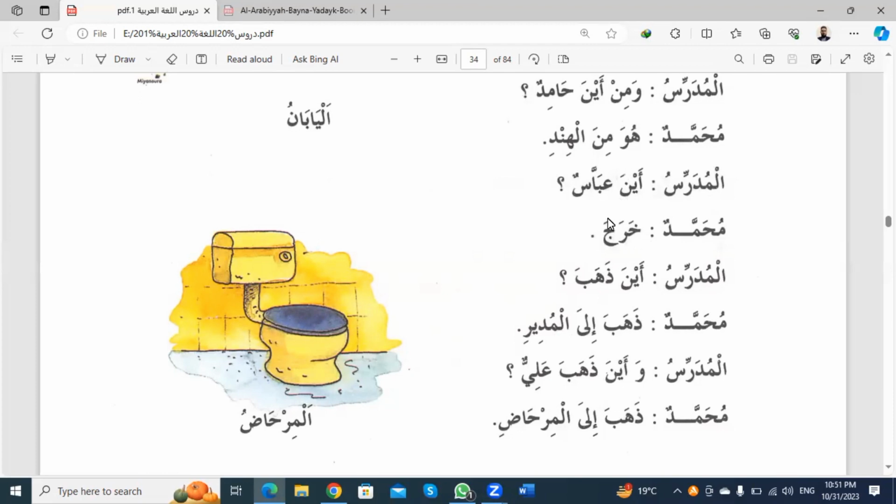Kharaja. This is the past tense. I will teach you how we can make the past tense, so write it only for now. Kharaja. It's very easy to make the past tense, a very simple thing. But in the upcoming classes, inshallah, I will teach you. So kharaja means got out. Huwa kharaja, he got out.